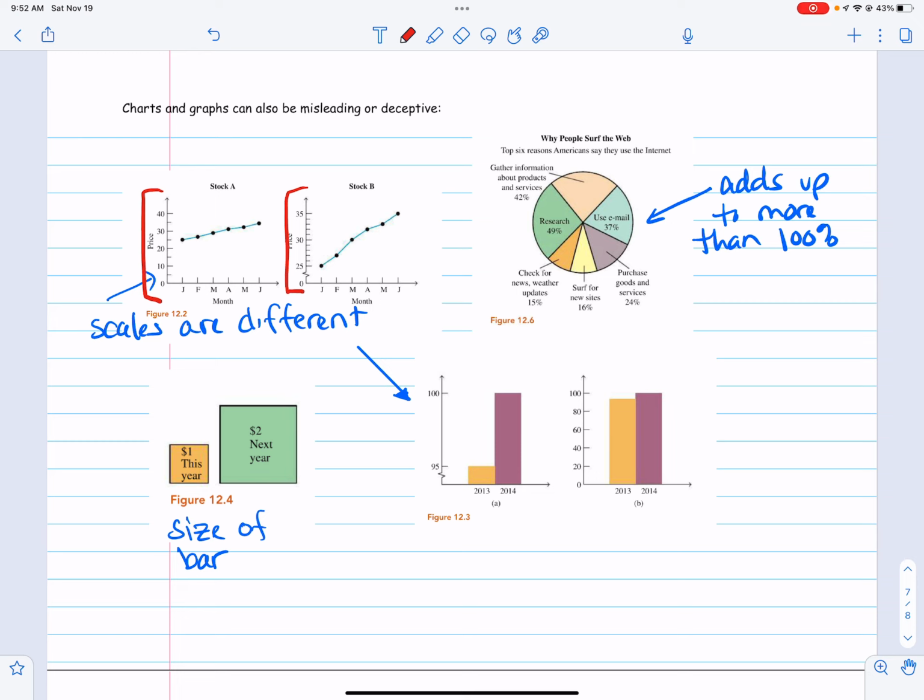And then of course the circle graphs, they always have to add up to 100%, and this one clearly adds up to more than that, so that's not a good representation of the data. And then the sizes of your bars or boxes are going to make an impact on the way that you interpret that data. So that's kind of 12.1. It's a short session, lots of definitions, but you are going to need to know the different types of sampling techniques for your assignments.